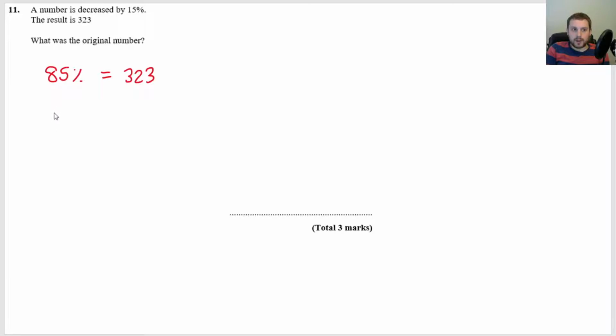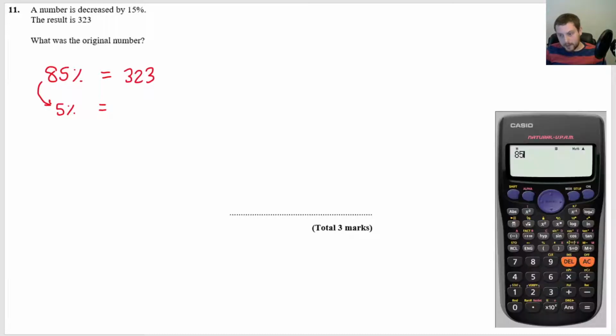So the idea is we want to try to work out what 100% is. So maybe I'll go down to 5% and figure that out. Now here's the thing. To go to 5%, I'm not going to do 10% and then halve it. Because I'm actually starting with 85%, I need to work out what I've divided by. So 85 divided by 5, I have divided by 17 to do this. So there I'm going to divide by 17. So 323 divided by 17 is 19. So 5% would just be 19. If this is 85%, then 5% will be 19.